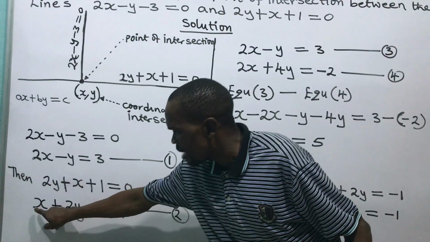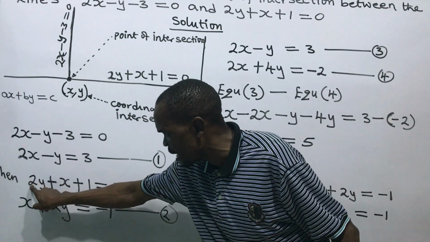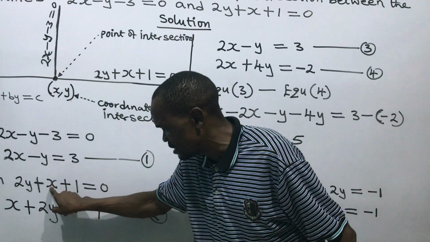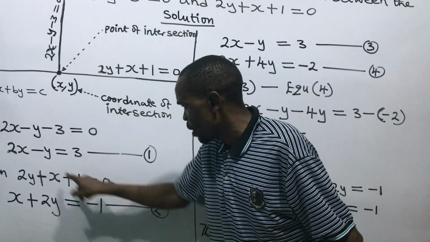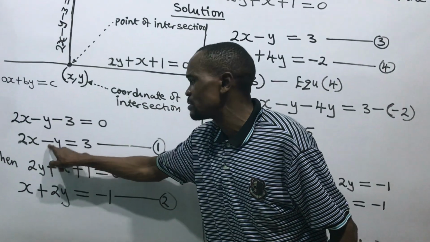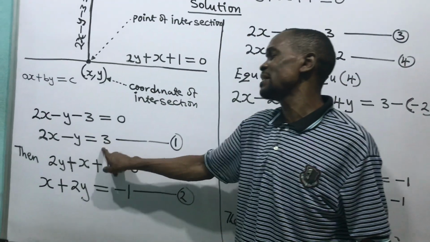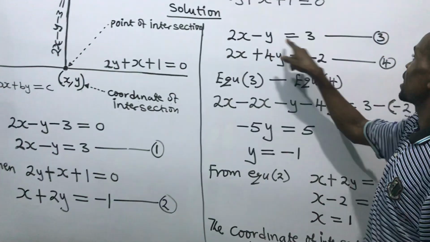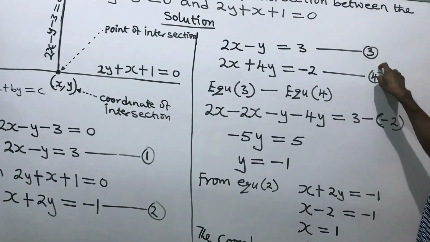Look at it now. I have used this 1 to multiply this. 1 times this will give me 2y. 1 times this will give me x. 1 times this will give me 2x. Then 1 times minus y will give me minus y. 1 times 3 will give me 3. And that's what I write here. And I call it equation 3.